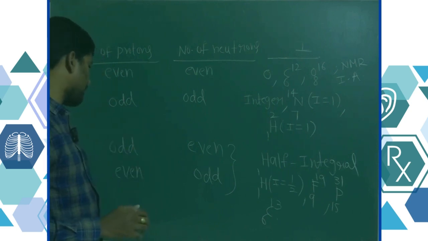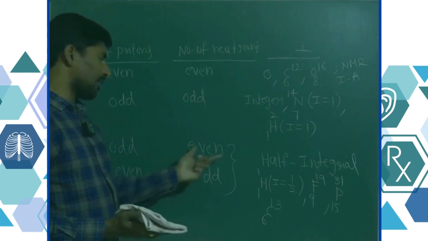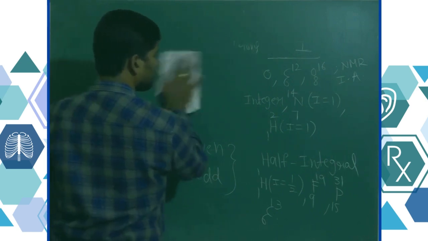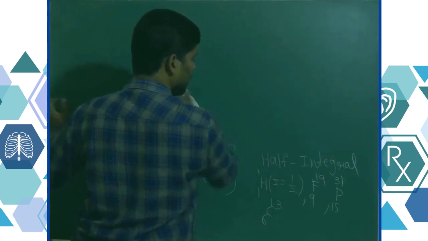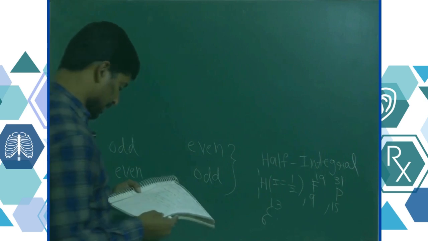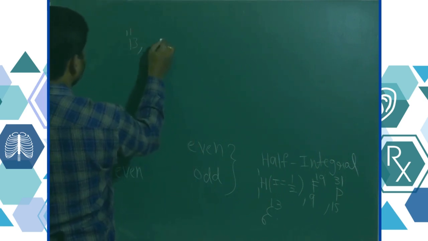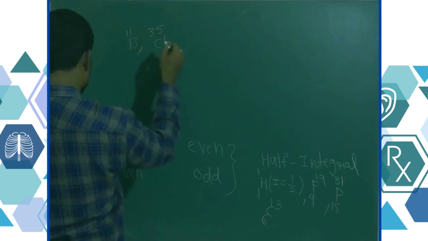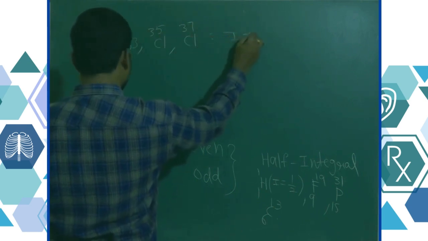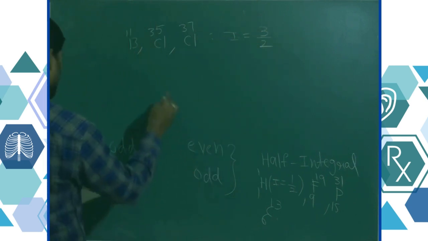These two are said to be NMR active. Odd integral spin, odd even or even odd, they possess half integral spin. There are some more examples for spin quantum number. For example, if you take boron 11, chlorine 35, chlorine 37, the I value is 3 by 2.